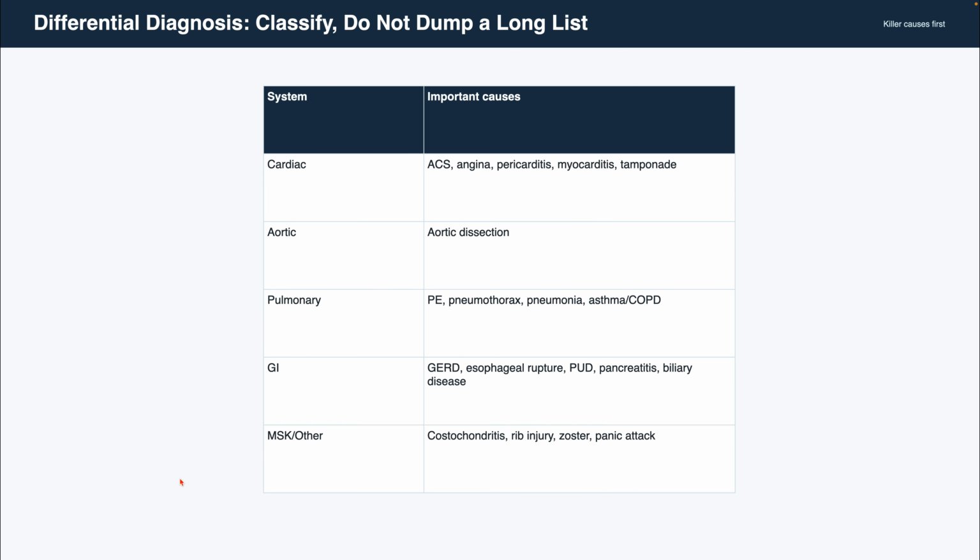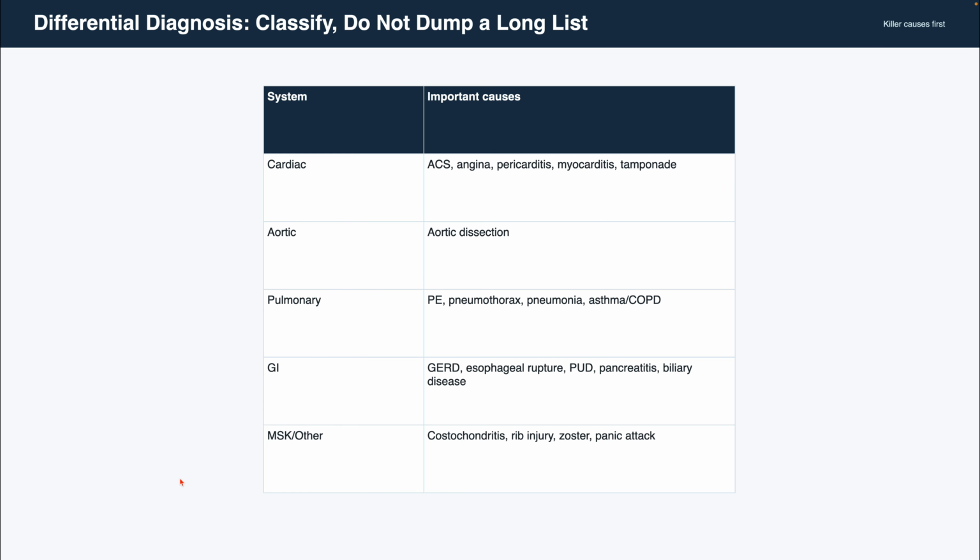Okay. Differential diagnosis, or etiology, important causes. You need to mention the emergency causes which can kill the patient. Such as in cardiac, it will be ACS, angina, pericarditis, myocarditis, tamponade, aortic dissection, pulmonary embolism, pneumothorax, pneumonia, asthma, and COPD. In case of the GI, it will be GERD, esophageal rupture, PUD, pancreatitis, and biliary disease.